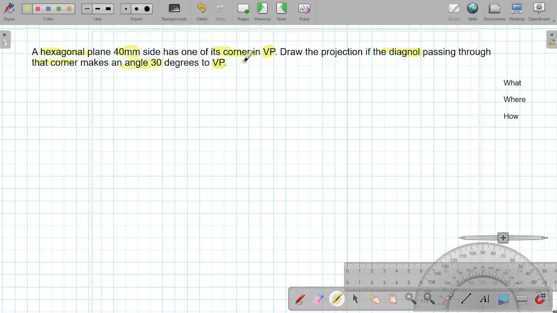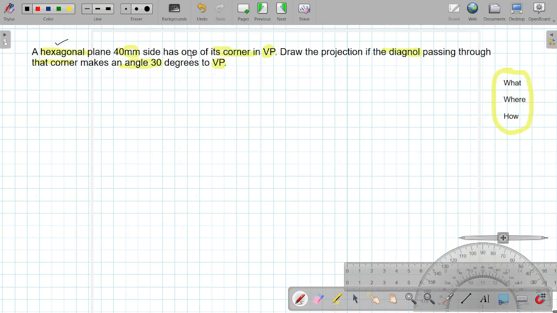So as I have told, the important thing to start with the construction part is to answer the three questions, that is what, where and how. So starting with the first question, what. Here it is given a hexagonal plane. So with this we came to know that we have to draw a hexagon. So that is the answer to question 1.